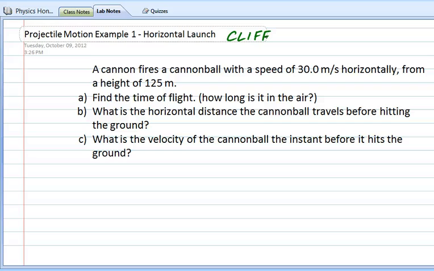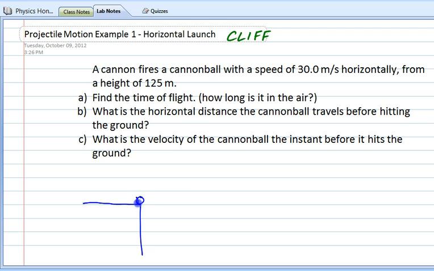A cannon fires a cannonball with a speed of 30 meters per second horizontally from a height of 125 meters. We want to find the time of flight, so how long is it in the air. We want to find the horizontal distance the cannonball travels before hitting the ground, and we want to find the velocity of the cannonball the instant before it hits the ground. So we're going to try to follow roughly the four-step method, and the first step is to draw a picture and identify everything we know.